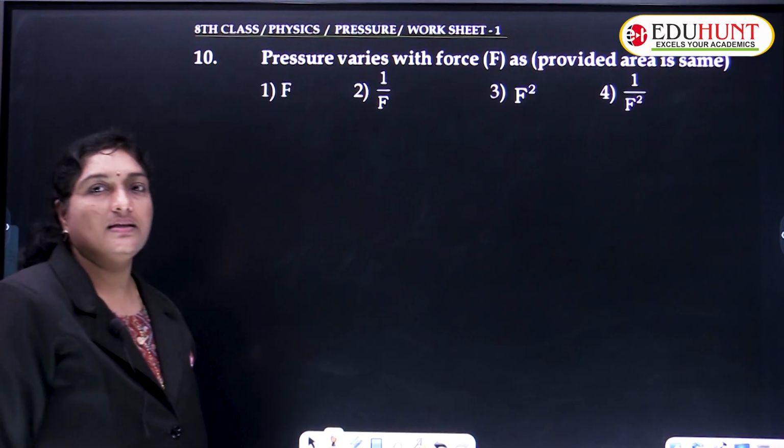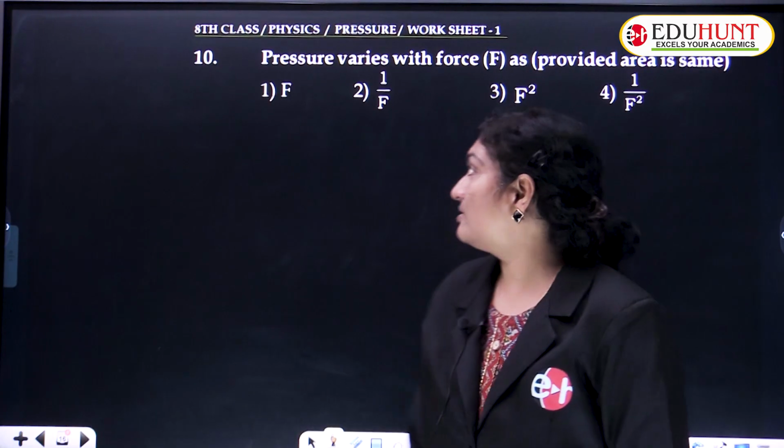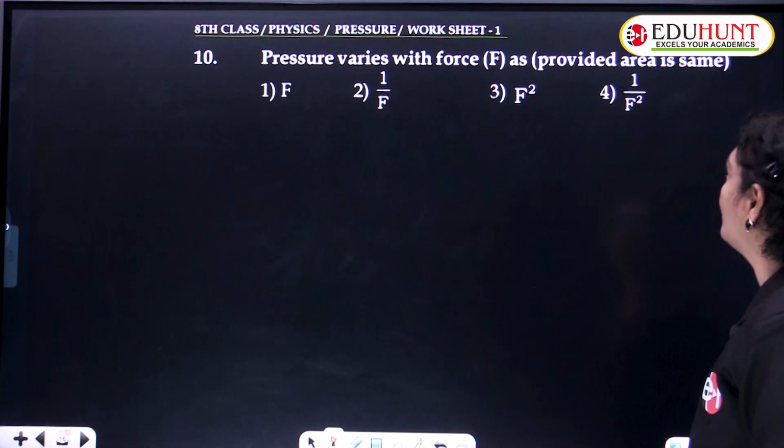Now let us have a look at the 10th question. So what is given, children? Pressure varies with force as.